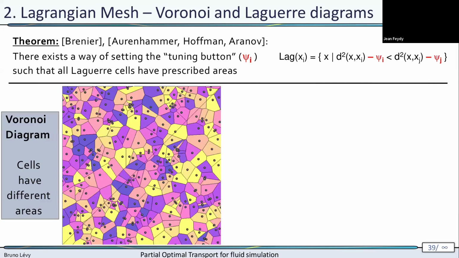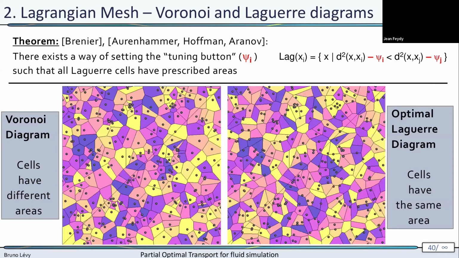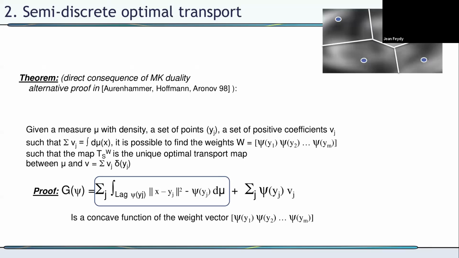So, summary: Voronoi diagram cells can have different sizes. In the optimal Laguerre diagram, as it is called, cells can have the same area, for instance, or any target area, provided that the sum of all the target volumes corresponds to the unit square. How does it work? It works by studying a certain function, written like that, and proving that this function is concave, so it looks like an inverted parabola. At the tip of the parabola, the gradient of this function says that the difference between what you want to have and what you really have is zero.